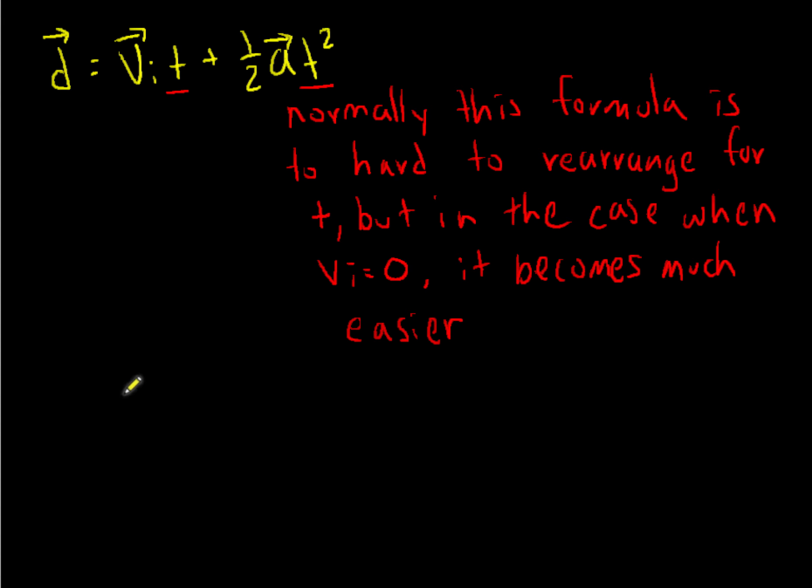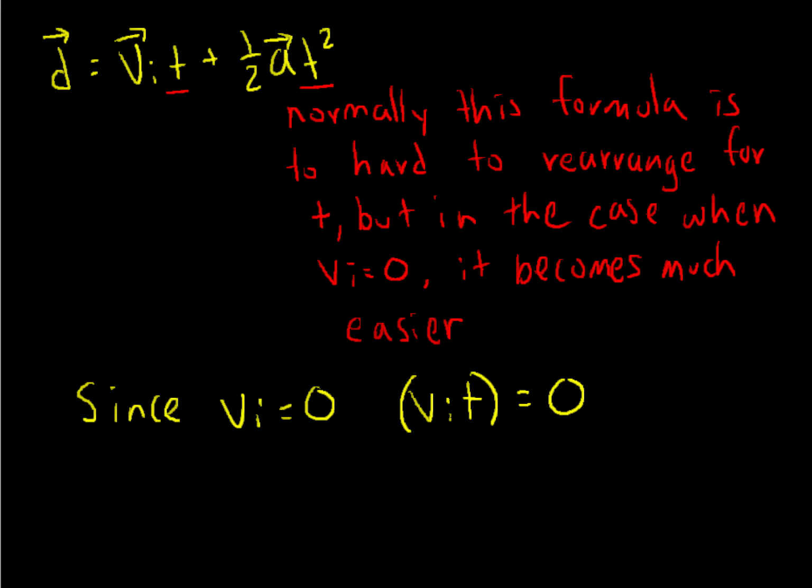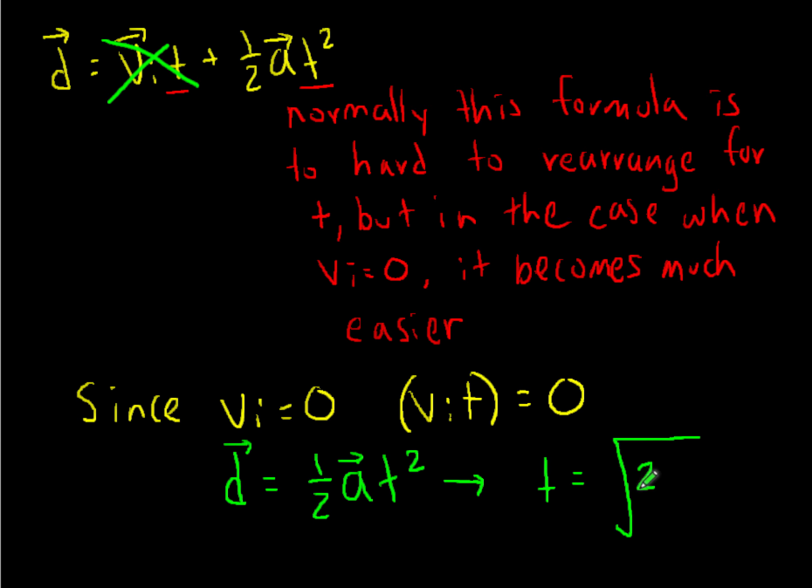This is because Vi is 0, therefore Vi times t also equals 0. And we can cross the Vi t term completely out of the equation. And the equation just turns into d equals 1/2 a t squared. This can be rearranged for t. Rearranging this for t, we get t equals the square root of 2d over a.